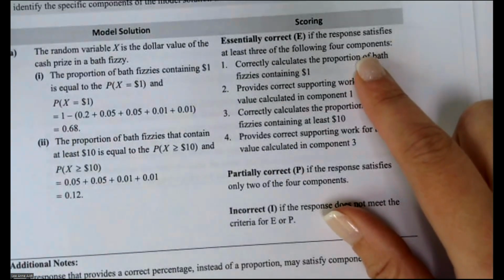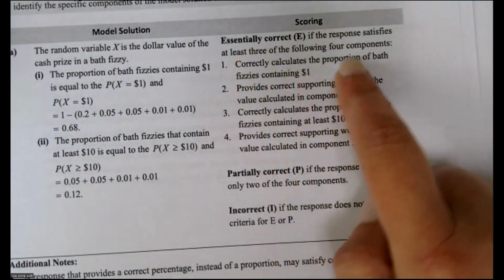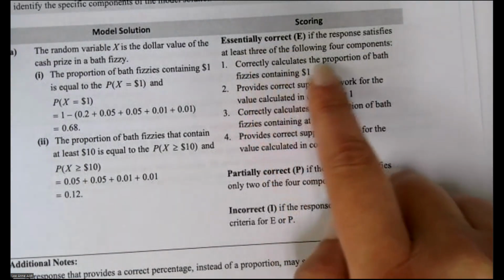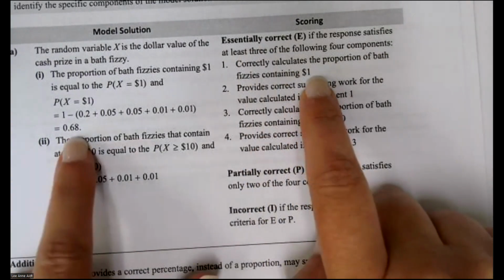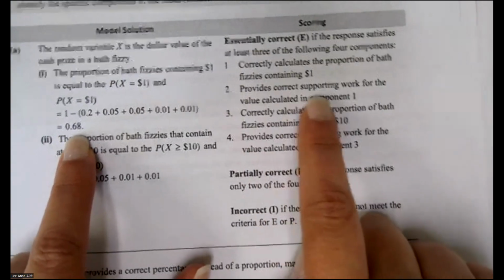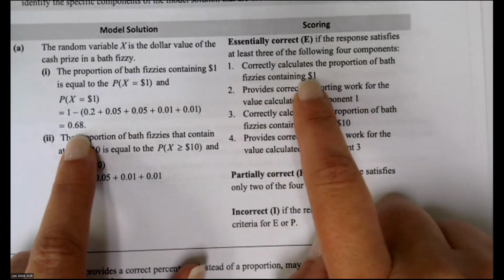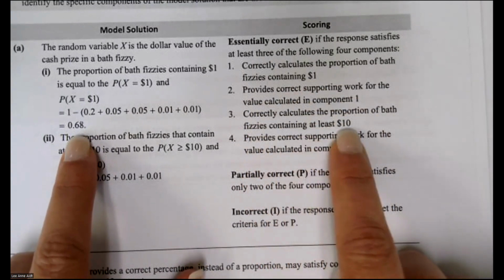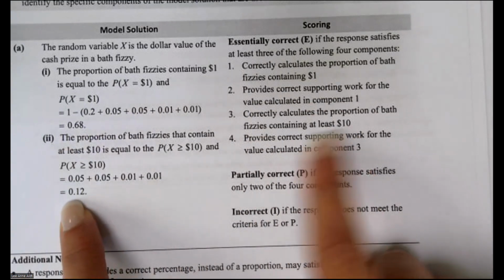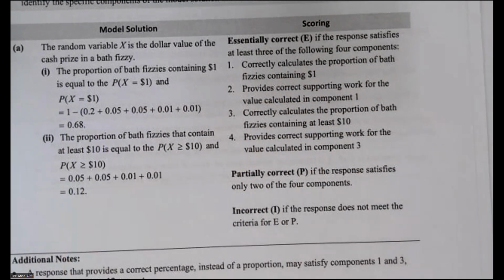Number 3A. At least 3 of the following 4 components. Correctly calculates the proportion of bath physies containing $1. That's 0.68. Provides correct supporting work for the value calculated in component 1. So 0.68, show your work. Correctly calculates the proportion of bath physies containing at least $10. That's 0.12. And supporting work. Oh, so technically you only use supporting work. Right.